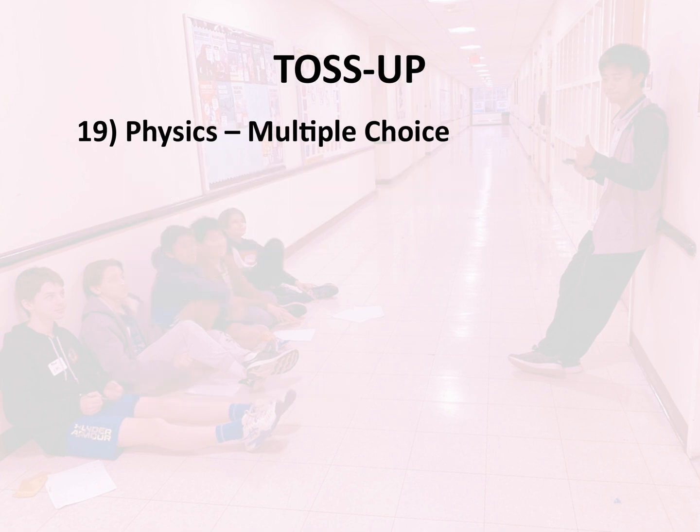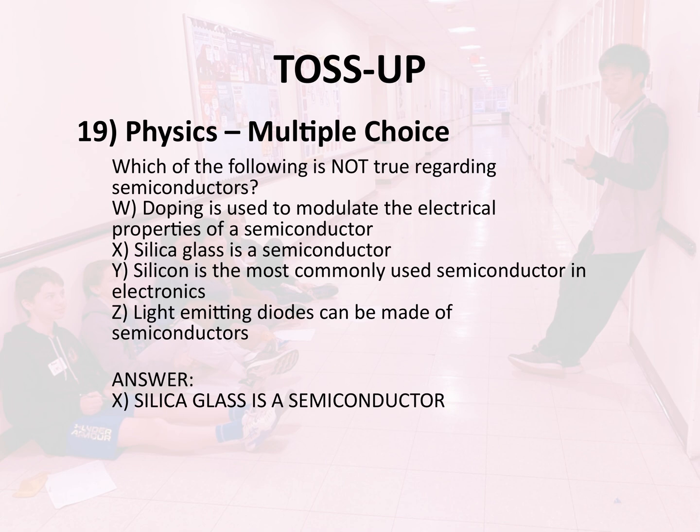Toss-up, 19. Physics, multiple choice. Which of the following is not true regarding semiconductors? W. Doping is used to modulate the electrical properties of a semiconductor. X. Silica glass is a semiconductor. Y. Silicon is the most commonly used semiconductor in electronics. Z. Light-emitting diodes can be made of semiconductors. Answer. X. Silica glass is a semiconductor.